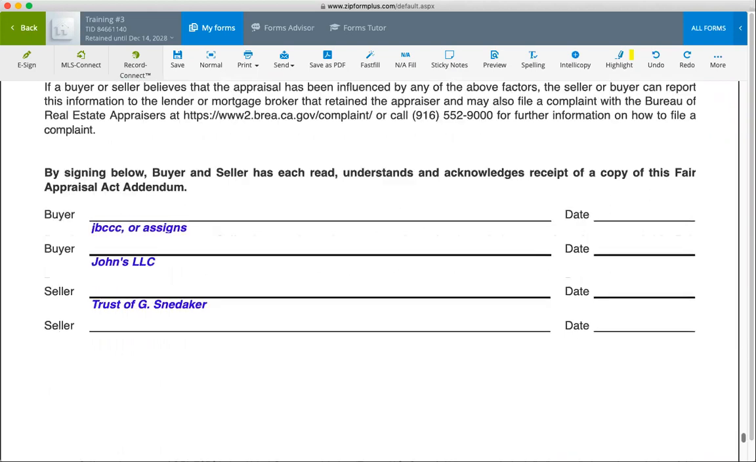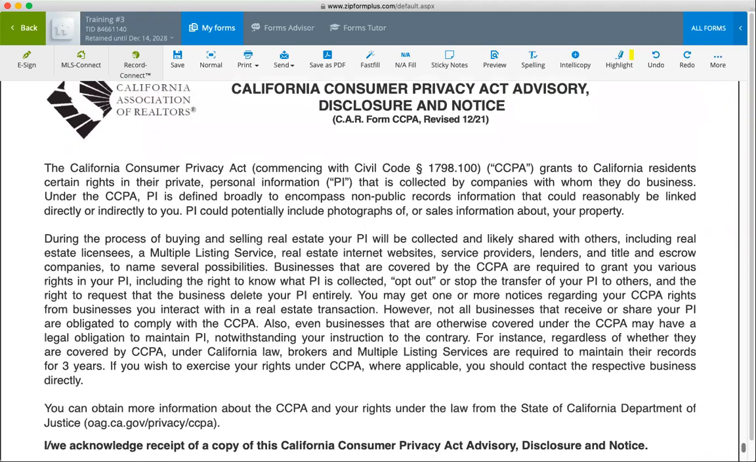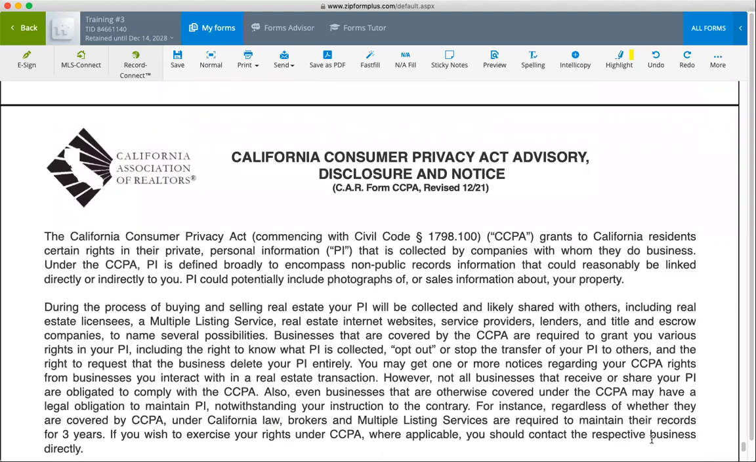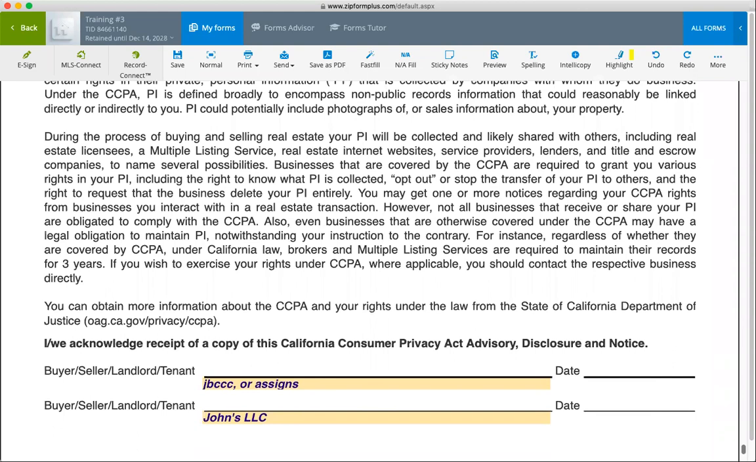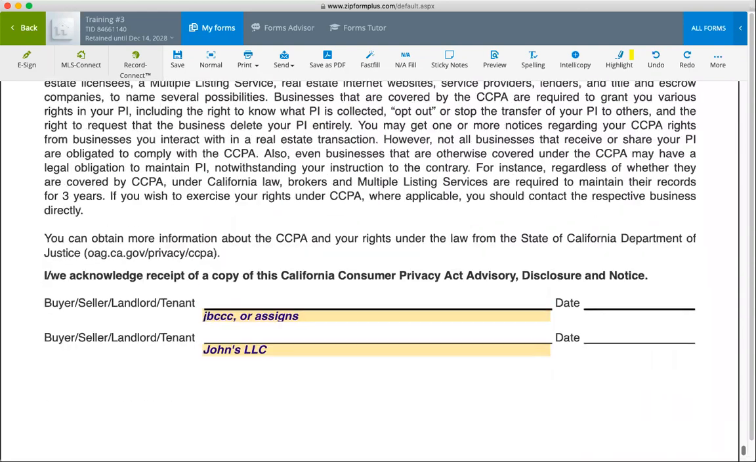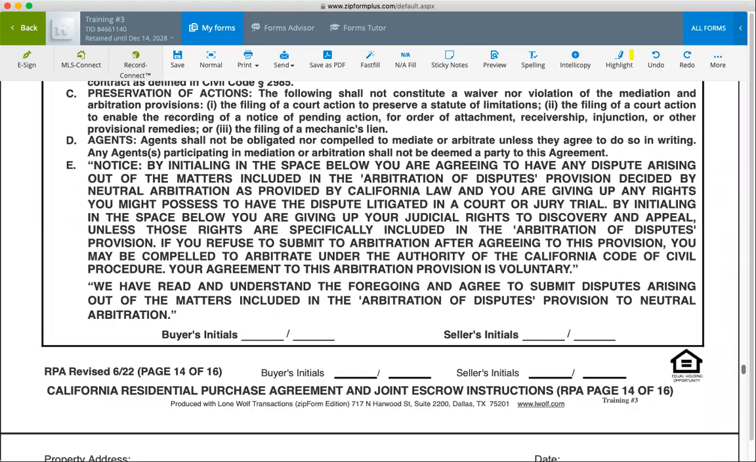We get that signed. And finally, the California Consumer Privacy Act advisory, disclosure and notice. And it's telling them that stuff they give us, including sellers giving us photos and things, may end up on websites. They may not be private and so forth and so on. So those are all the forms that are attached to the RPA.